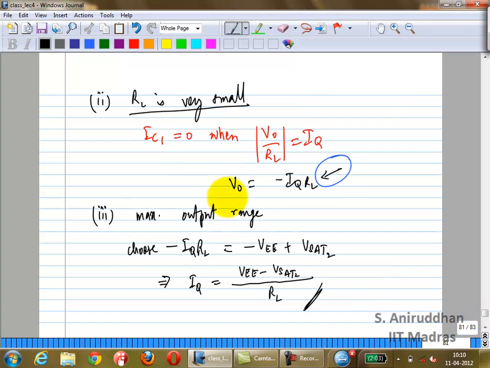And when RL is very small, your output can go all the way to VO equals minus IQ RL. That is the point when the upper transistor cuts off, right? And that is not the most optimum operating point, because you really want to operate at full swing, which means you want to go all the way down to minus VE plus VSAT 2. So you are going to increase the bias current IQ such that you are not limited by Q1 getting cut off. And that's how you get this condition, IQ equals VE minus VSAT 2 over RL. So that is your design point. That will be the point when Q1 just cuts off, but you get maximum swing, right?